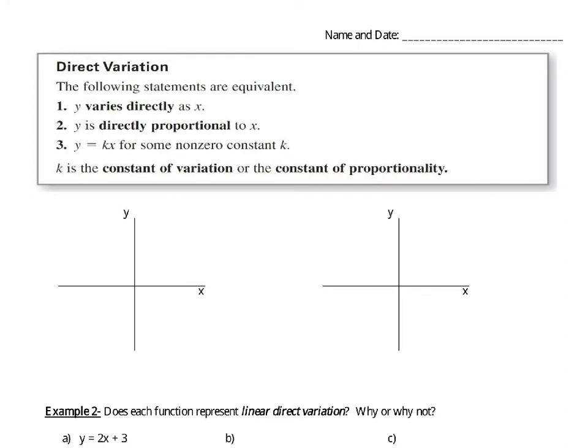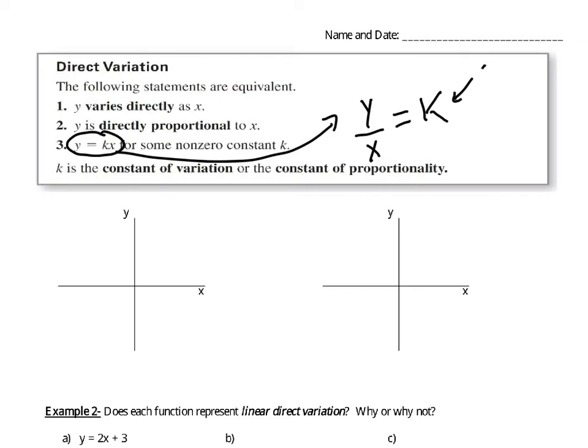Oftentimes in application problems, you are signaled to a direct variation situation by the terms that follow. If you see something such as y varies directly as x, you know it's a direct variation situation. Similarly, if you see directly proportional, that is also another phrase that represents direct variation. Now, the basic equation for a linear function when the y-intercept is 0 is y equals kx. But hopefully you notice that if I divide both sides by x, I will cancel the x out on the right-hand side, and I am left with y over x equals k. This brings us to the idea that anytime you divide y by x, you end up with the same exact value, and that value k is our slope.